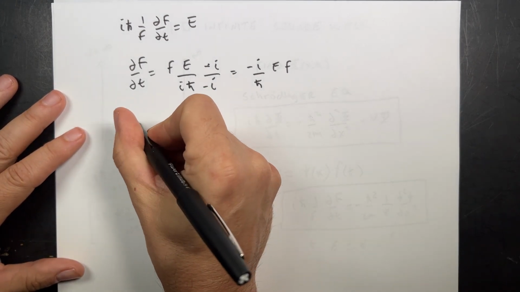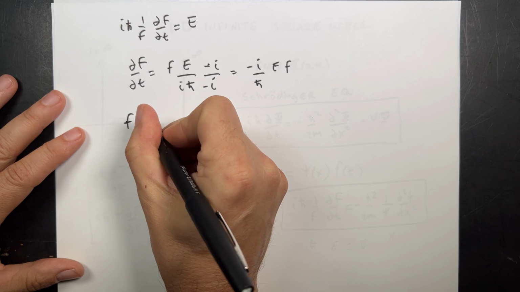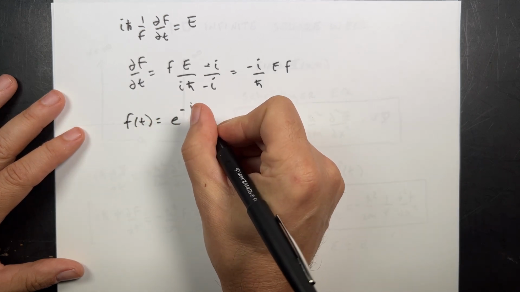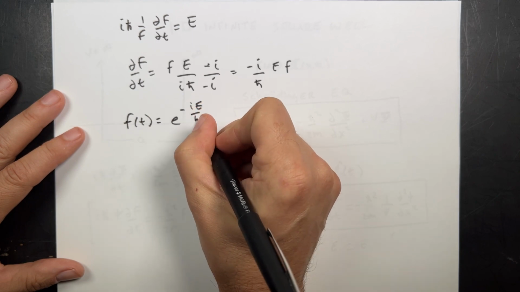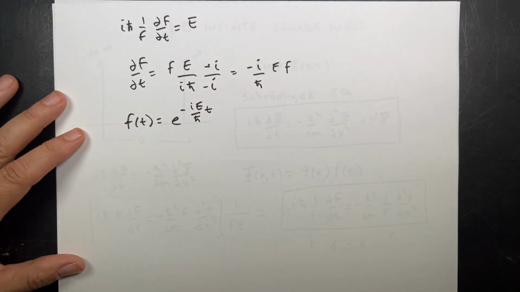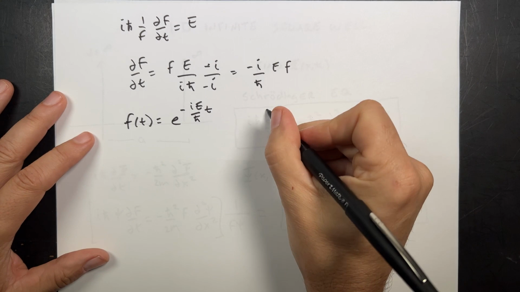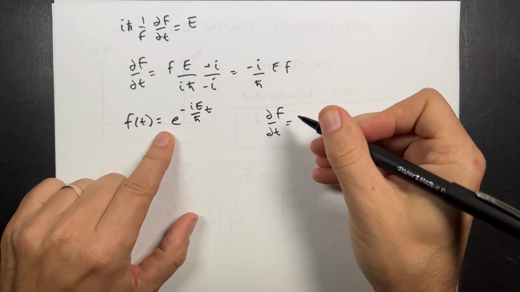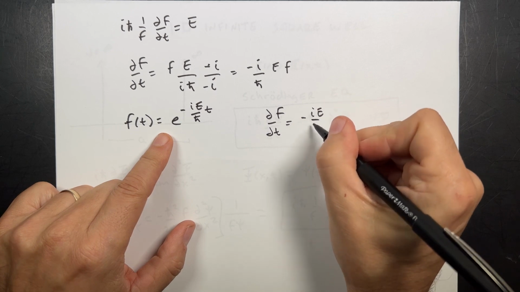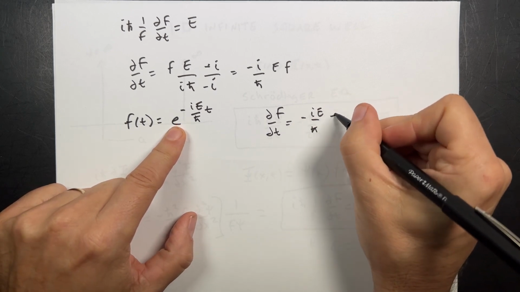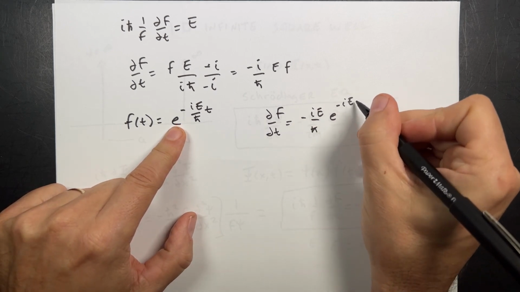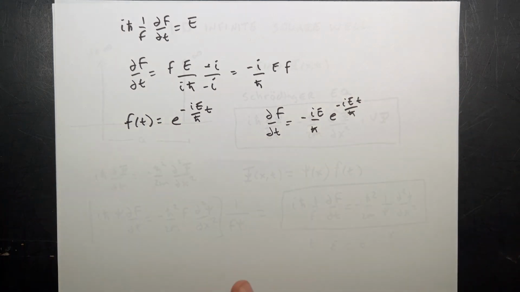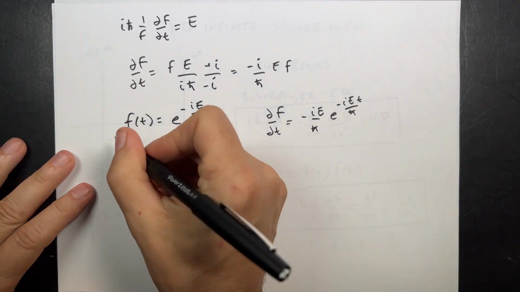I can guess that f as a function of time is e to the minus i E over h bar t. And let's just check. If I take the partial of f with respect to time, then I pull that stuff down in front, minus i E over h bar, and then I get the function back, e to the minus i E t over h bar, and that is f. So this is the same as that. So this does work.